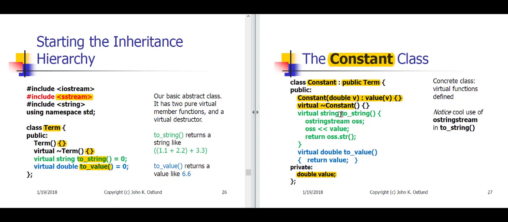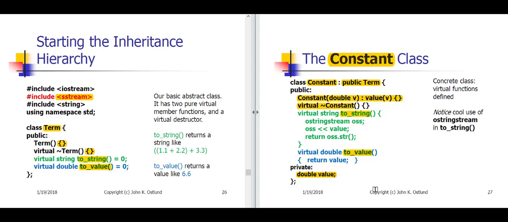Next we have the toString and toValue member functions for this concrete class. Constant is a concrete class. We can actually have constants, whereas term is an abstract class. We can't actually have term objects in our code directly. We can't say term t in our main function, but we can say constant c parentheses 7 to create a constant object named c containing a 7. Okay, so toString and toValue have to actually do something in the case of a constant.